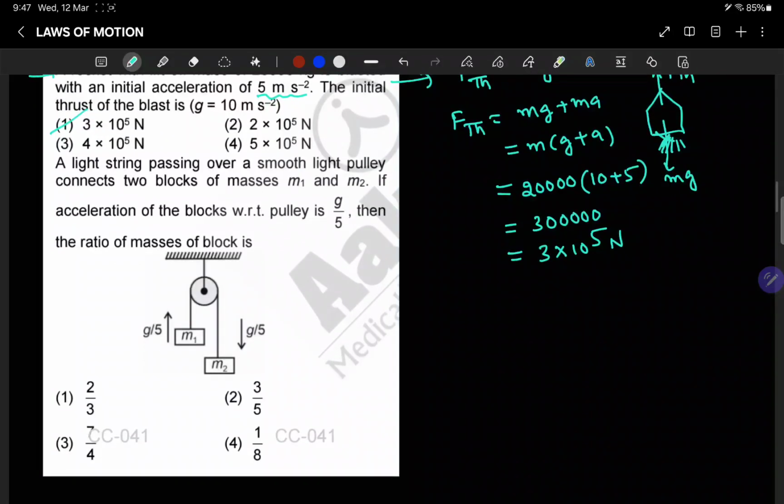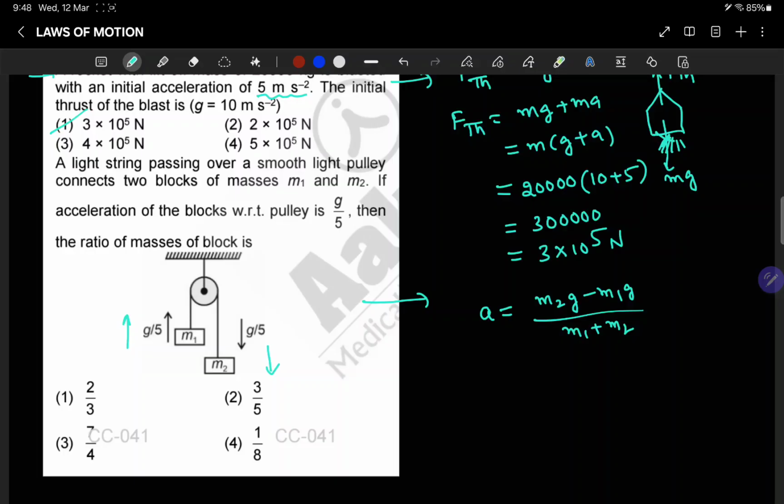Next question. A light string passing over a smooth light pulley is connected to blocks of masses m1 and m2. If acceleration of blocks with respect to pulley is g by 5, then find the ratio of masses of the blocks. Now m2 block is moving downwards and m1 block moving upward with the same acceleration. You know, in a two block system, net acceleration of the system, net acceleration A equals net force by total mass. Net force is m2g minus m1g, by m1 plus m2. Sorry, this is net acceleration.